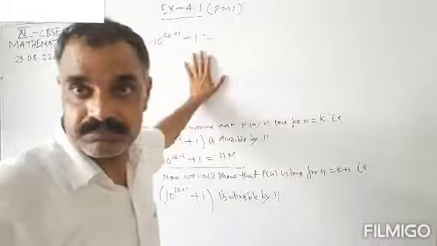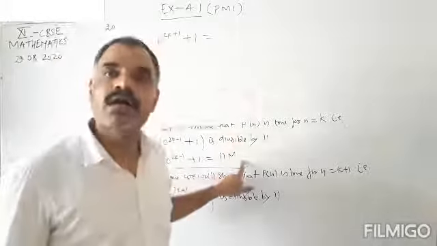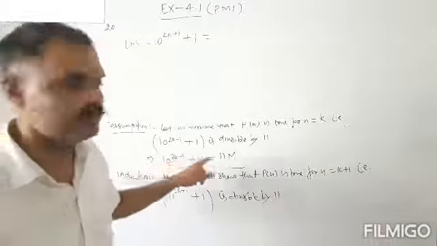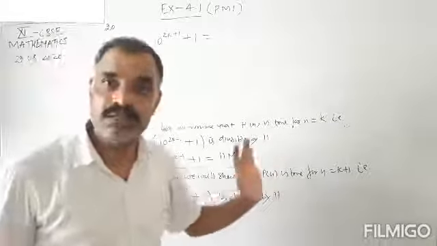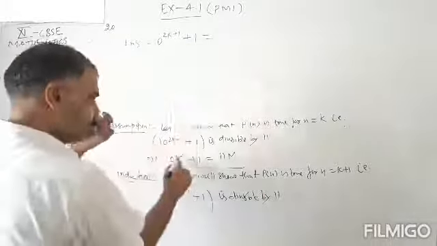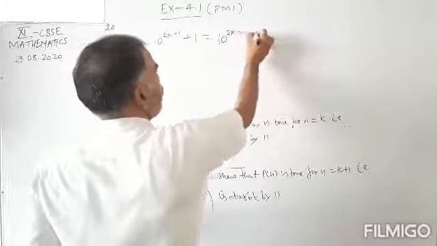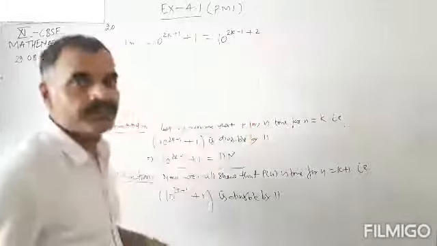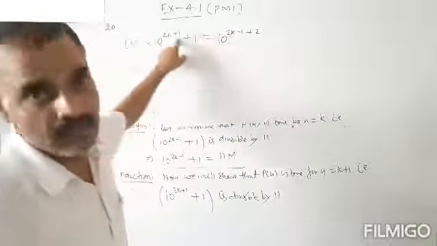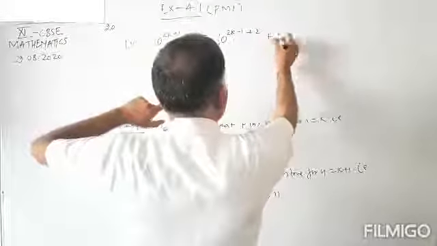To prove this, we have already told you that we have to use the assumption step. Assumption step means 10 to the power 2k minus 1 plus 1 is equals to 11m. Okay. So write down this 2k plus 1 as 2k minus 1 plus 2. So 10 to the power 2k minus 1 plus 2, that is 2k plus 1.